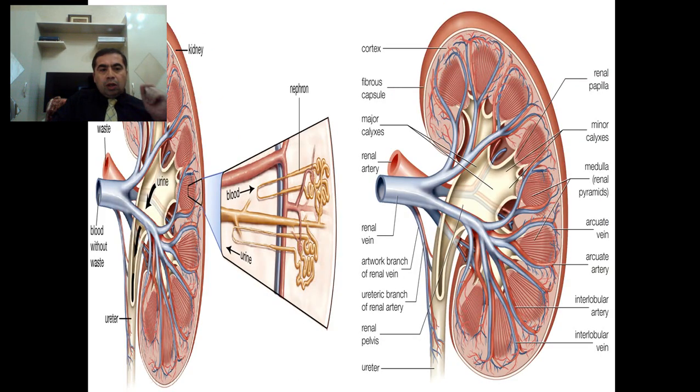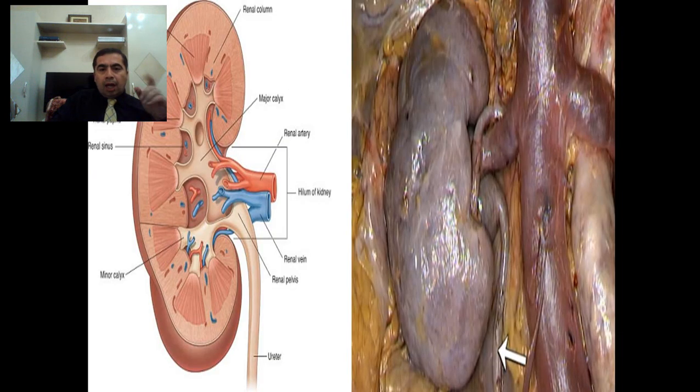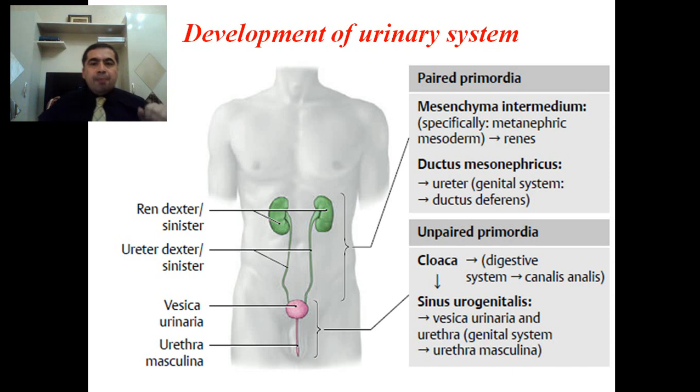These are the blood vessels of the kidney, and you are looking again at the relation of the kidneys to the main blood vessels of the human body. The development of the urinary system is a very important moment for understanding embryological development. The kidney has three stages of generation: pronephros, mesonephros, and metanephros.